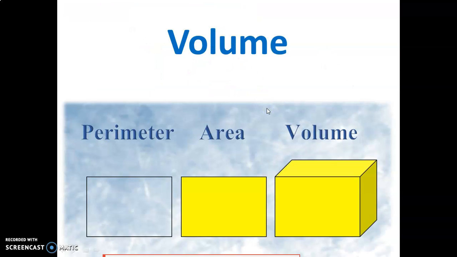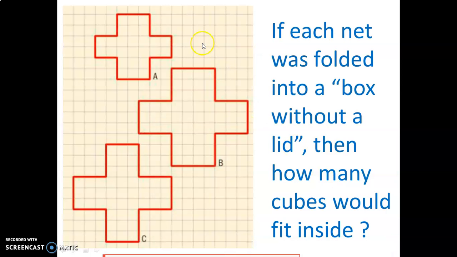Okay, volume. Let's talk about volume. So we have perimeter is a 1-dimensional property, area a 2-dimensional property, and volume is a 3-dimensional property. Okay, if each of these nets was folded into a box without a lid, so imagine these flaps were folded up, then how many cubes would fit inside each one? Try that for A, B, and C.